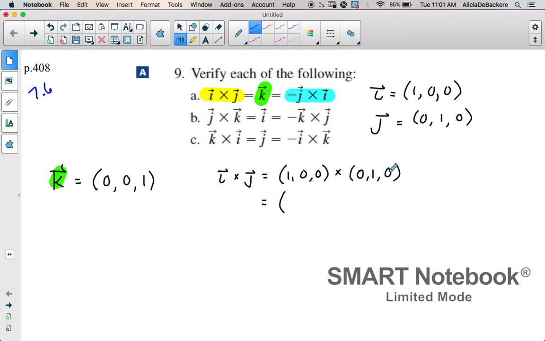And so I'm doing the second times the third minus, sorry, where am I? The third times the second, which is also 0. And then I'm going to do the third times the first minus the first times the third. And then I'm going to do the first times the second, which is 1. It's like finally one that's different. And then the second times the first, which is 0. And so that simplifies to 0, 0, 1.